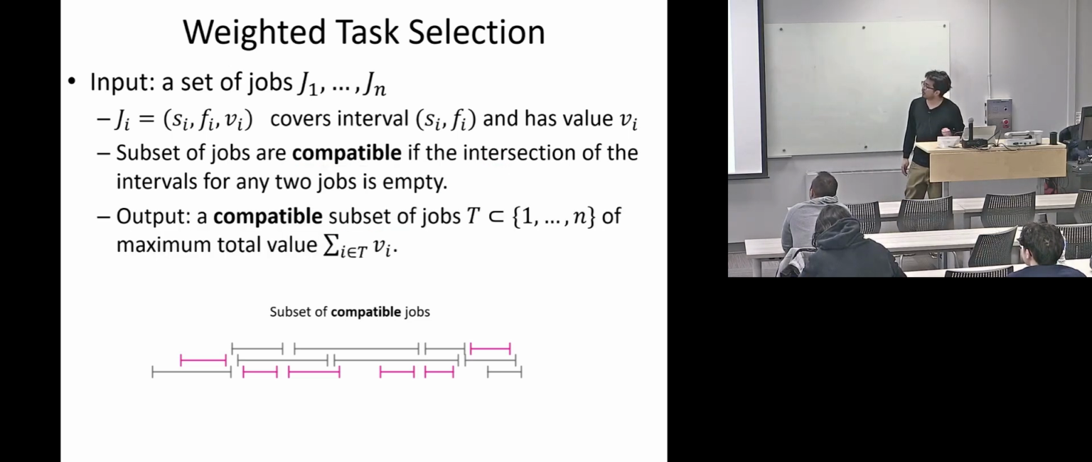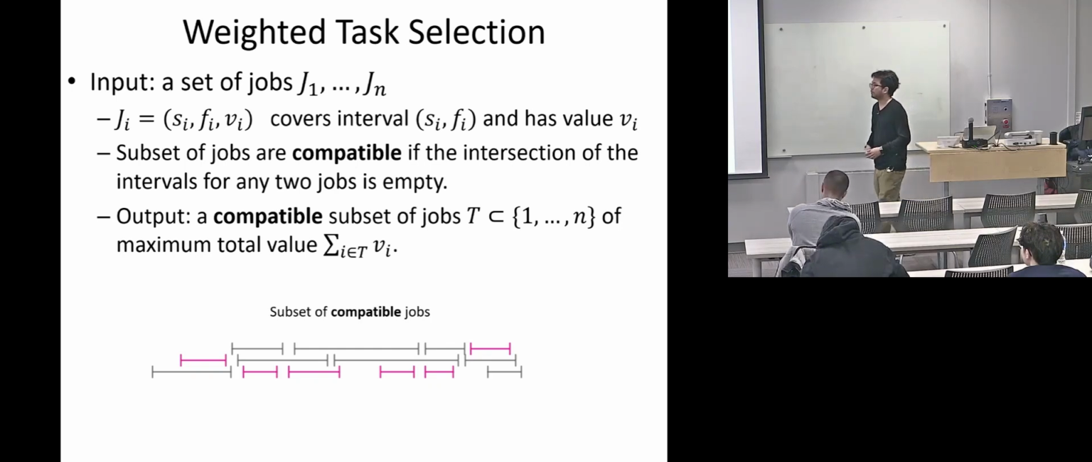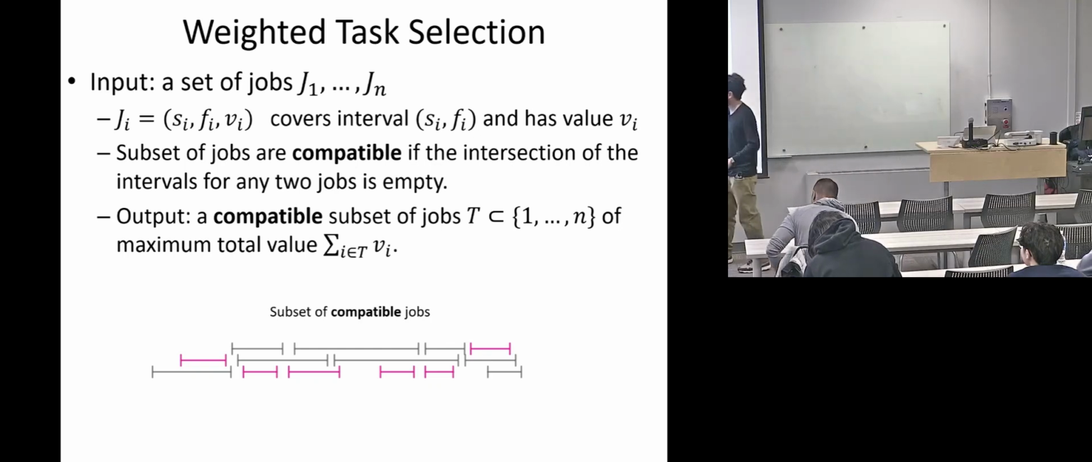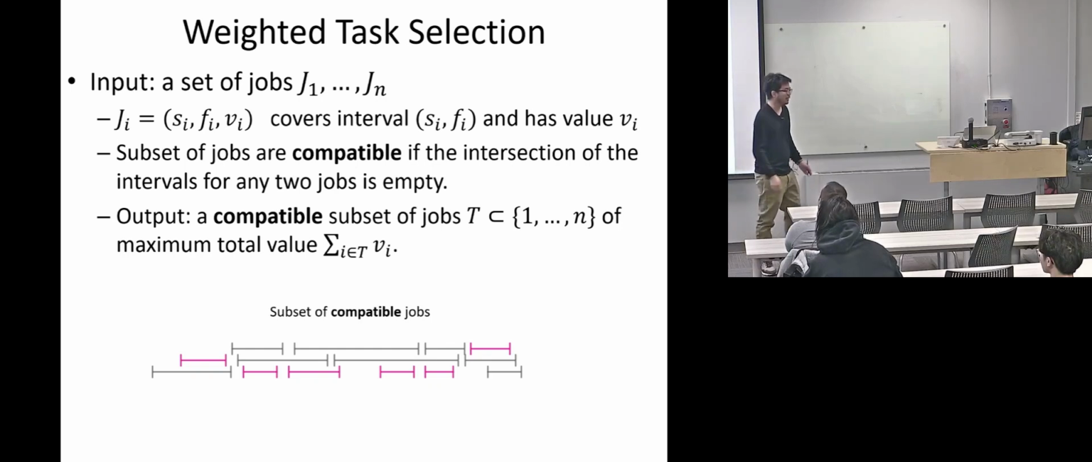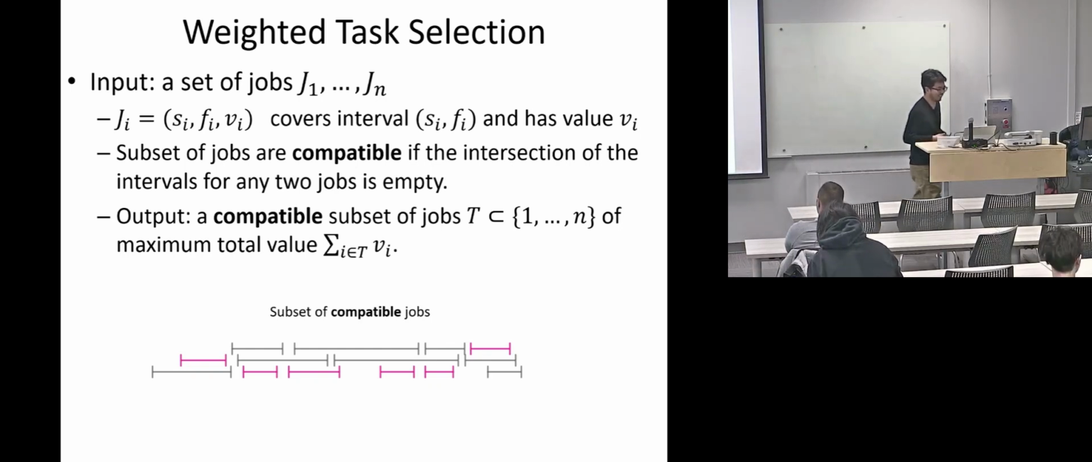And yeah, so the goal is just to return a compatible subset of jobs such that you maximize the total value. So you can think of this as the classes that you can take, and the value is how much you like it, and you want to take a disjoint set of classes that don't overlap, don't conflict, such that you maximize your welfare or something. Yeah.